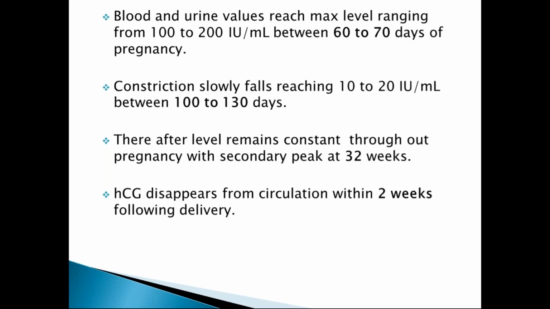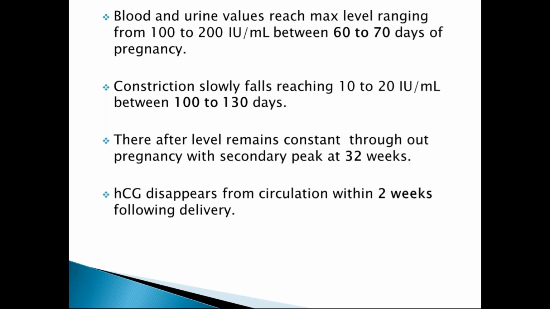Blood and urine values usually reach maximum by 60 to 70 days of pregnancy. That is 100 to 200 international units per ml. If you write in international units per liter, it goes up to 1 lakh to 2 lakhs, which is the maximum level. And you can see this level by 70 days of pregnancy. That means by 8 weeks, approximately 8 weeks of gestation.